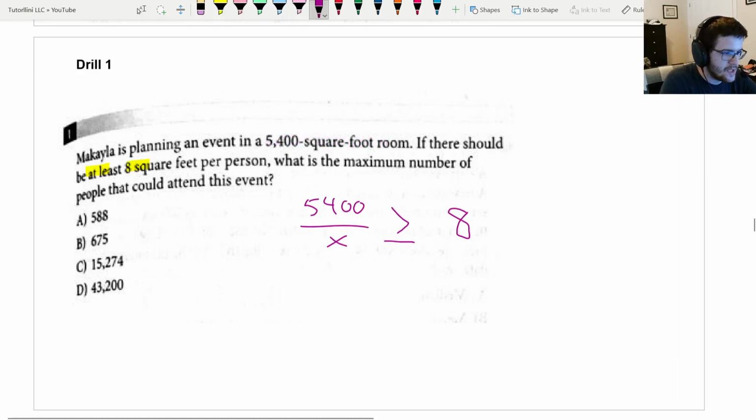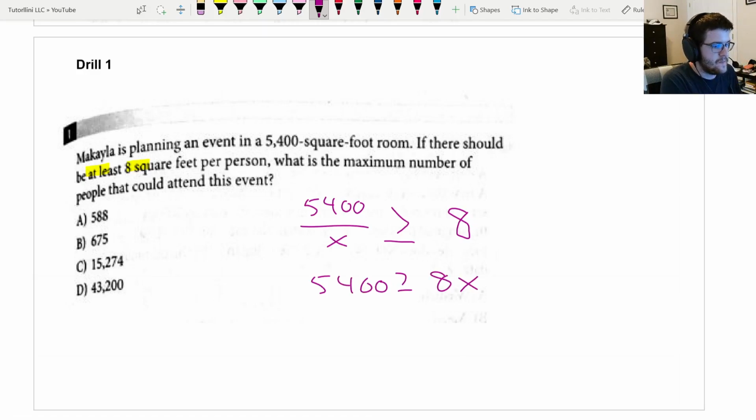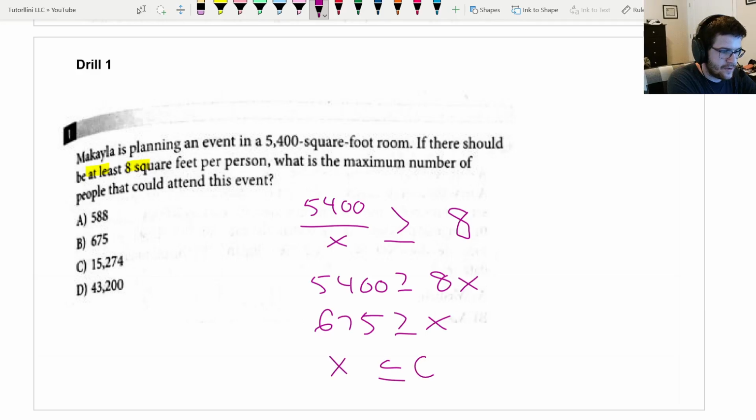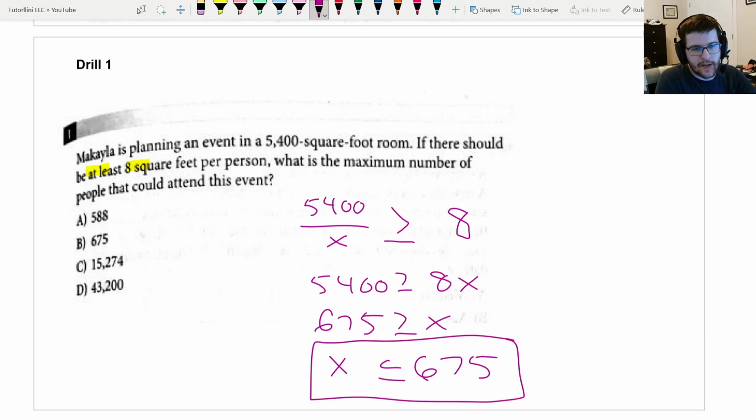Okay, so I'm going to multiply both sides by x. I get 5,400 greater than or equal to 8x. I'm going to divide both sides by 8, and I get 675 is greater than or equal to x. If I flip the inequality, I get x is less than or equal to 675, which makes way more sense. So always try to get the variable on the left side when you have an inequality, and remember to flip the sign when you do that.